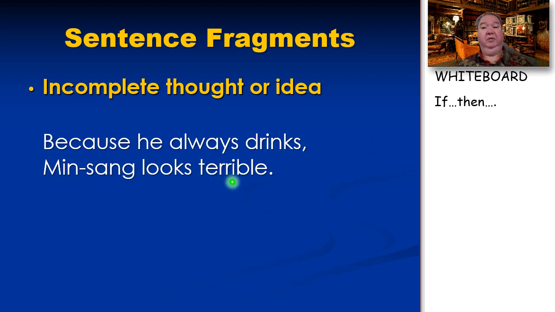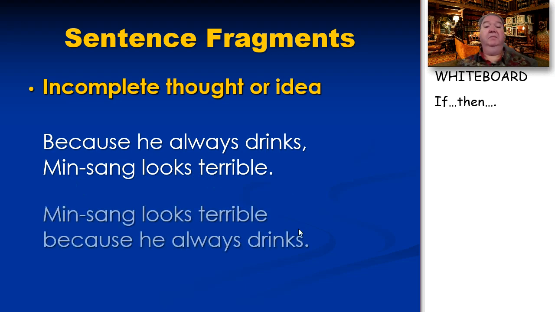Min Song looks terrible. We could reverse those. We could say Min Song looks terrible because he always drinks. Now we have the independent clause first. Min Song looks terrible, followed by the dependent clause because he always drinks. When we start with the independent, we do not need a comma here. Okay? When we start with the dependent clause, we must have a comma.